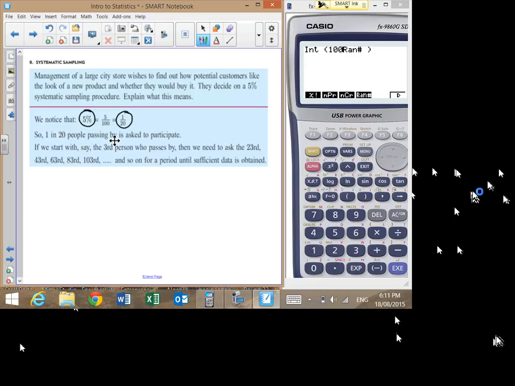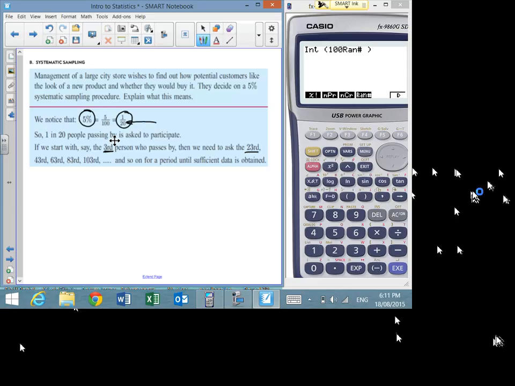So what it means is if 20 people walk past, we're going to ask the first person that walks in, and then we would ask the 21st person that walks in, the 41st person, or conversely, like the option here, the third person, then you would choose the 23rd person. So it's very systematic in its approach that you're counting out the number of people that you're going to look at, so 20 people in total, and you'll choose one person out of that.